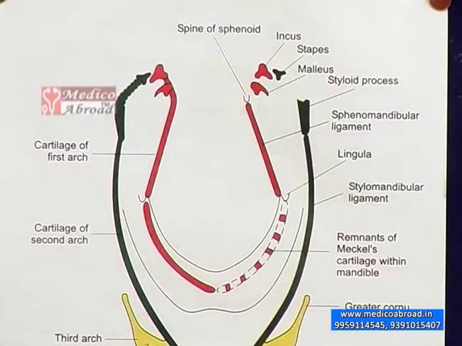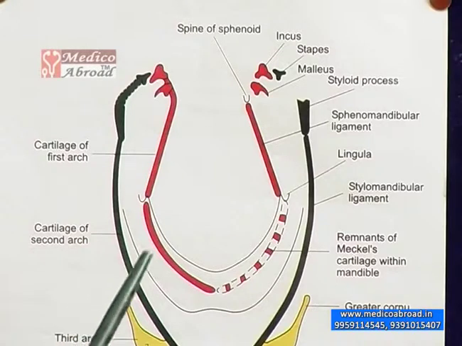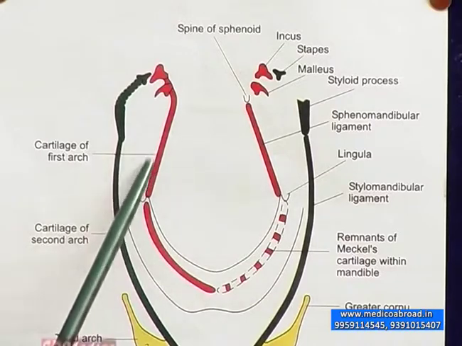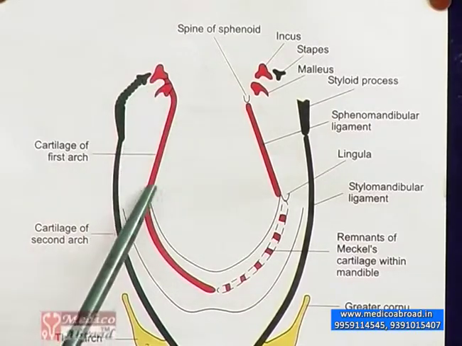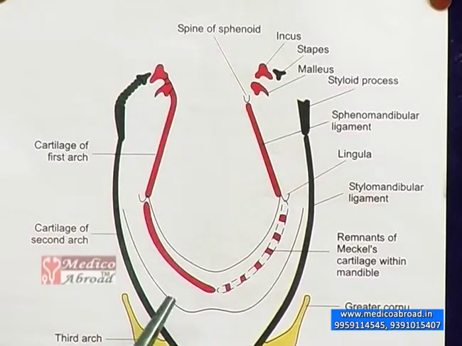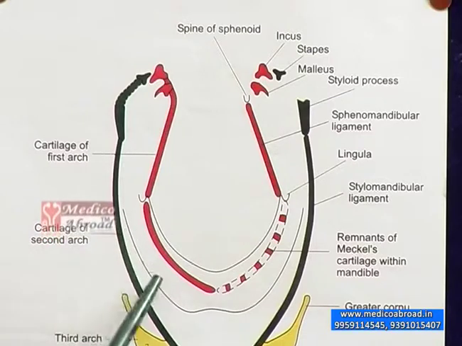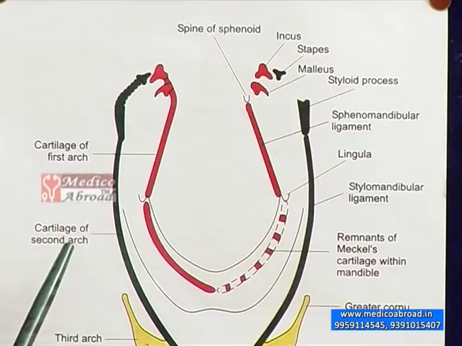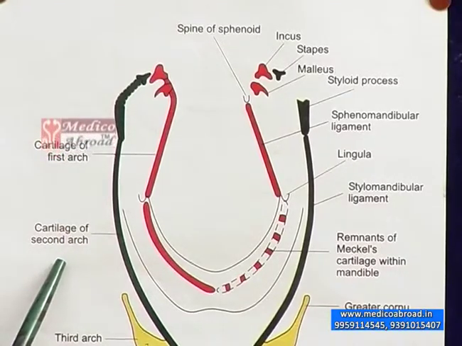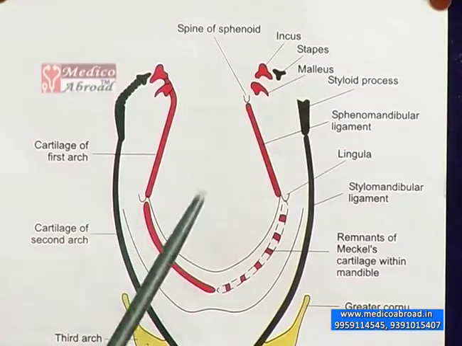Okay, so those are the derivatives of the first part of the cartilaginous arch. This is the cartilage of the first arch, and these are the structures derived from that. The cartilage of the second arch gives rise to the other structures, which all start with an S.